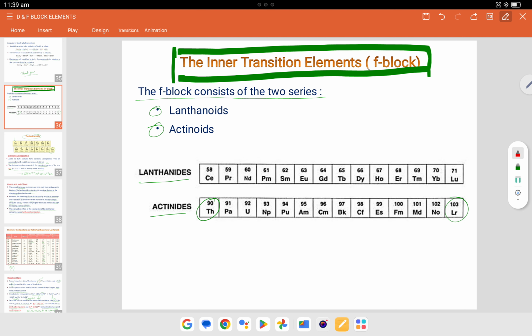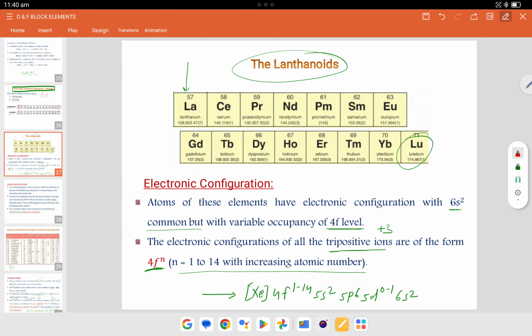Why are F block elements called inner transition elements? As I told you, because the last electron enters the (n-2) subshell. That is why they are called inner transition elements. Two series are there, lanthanoids and actinoids. Lanthanoids run from cerium to lutetium, and actinoids from thorium to lawrencium. These are the first series and the second series below the periodic table. After this, the lanthanoid elements are present here.